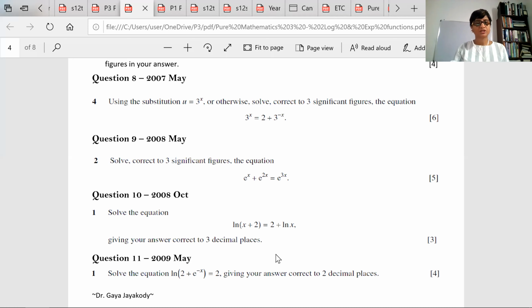Number 9, solve correct to 3 significant figures, the equation. So this is, Kavindi, an exponential equation because you have x in the exponent. I can see why this may have been challenging for some of you if it was. Let me copy the question first. We have e to the power of x plus e to the power of 2x equals e to the power of 3x.